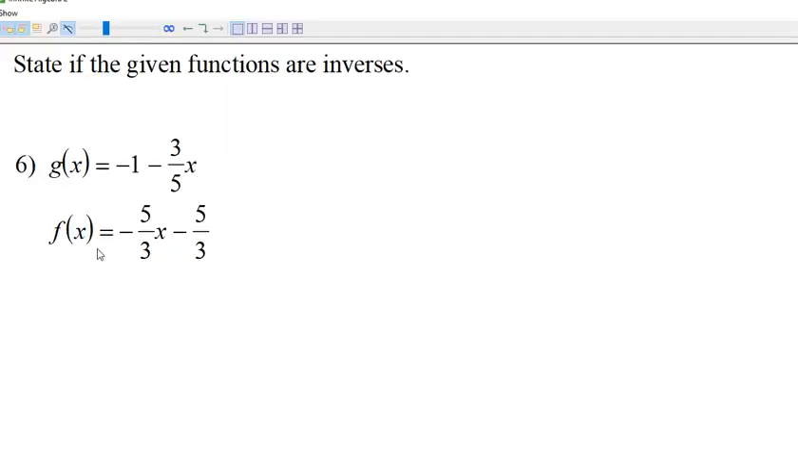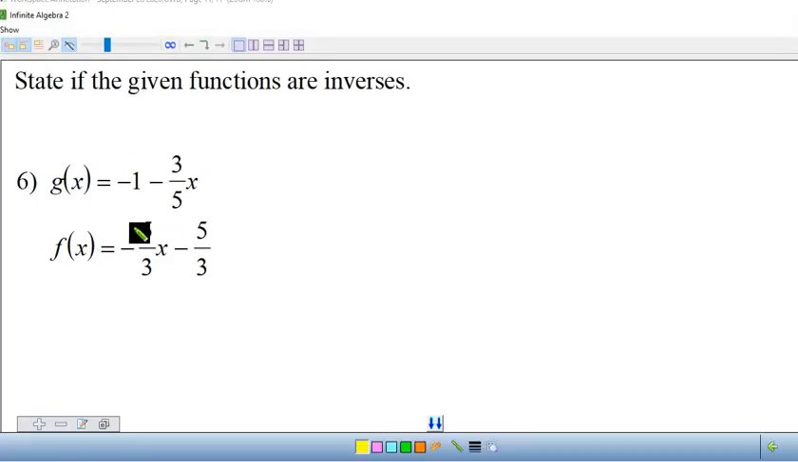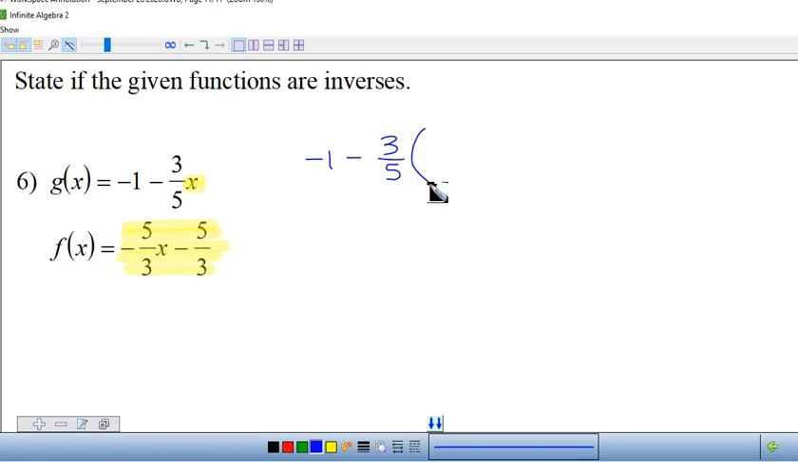Here's my third and final example. Just like I did before, I'm going to take the second function and I will plug it into the first. That gives me -1 minus 3/5 times -5/3 x minus 5/3. I'm going to distribute the 3/5 to both of these fractions. Be careful of your signs and don't forget to multiply those also.